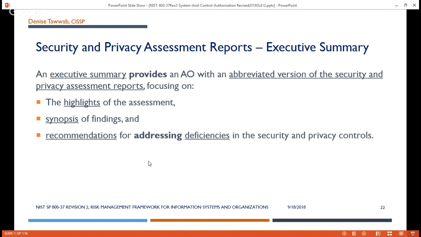The security and privacy assessment reports have an executive summary attached to them as well. And this executive summary gives the authorizing official an abbreviated version of the security and privacy assessment reports, focusing on highlights of the assessment, a synopsis of the findings, and recommendations for addressing deficiencies in the security and privacy controls.